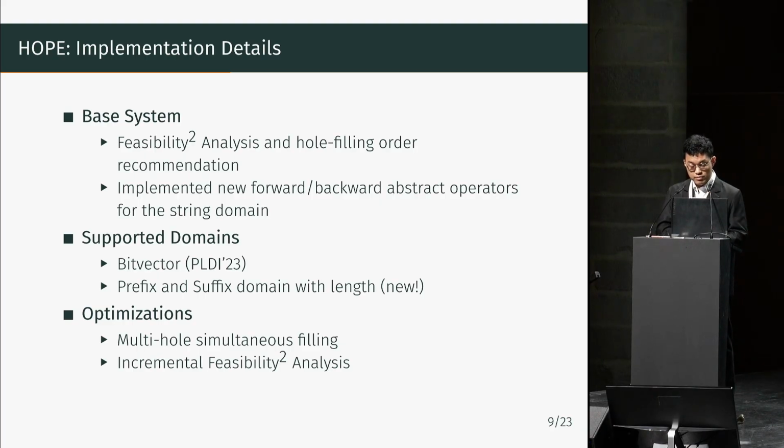And let me explain more details. We implemented the algorithm using feasibility scale analysis and hole filling order recommendation, and also implemented new forward-backward abstract operators for the string domain. We support two domains: bit vector, already at the 2003, and a new one for string, which is a prefix and suffix domain with length. We also implemented some optimizations like multi-hole simultaneous filling and incremental analysis.